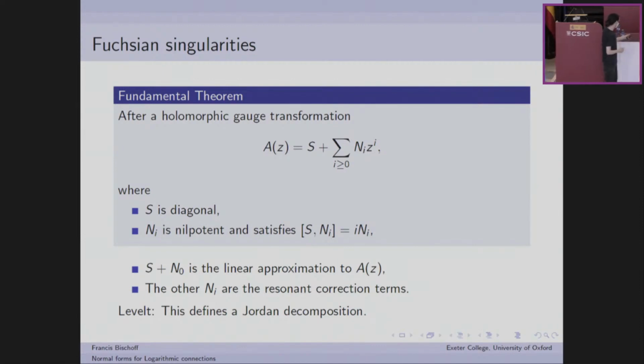The second thing that I want to point out is an observation that I think Levelt made in a paper in the 70s, that you can think of this as defining a Jordan decomposition. First of all, if the higher order terms are not there, we just get S plus N_0. This literally is the Jordan decomposition of A. But what he explained is that it has a meaning that's invariant. It doesn't depend on gauge transformations. You can split it up into semi-simple and nilpotent part. So this is something that hopefully I'll get to by the end of the talk.